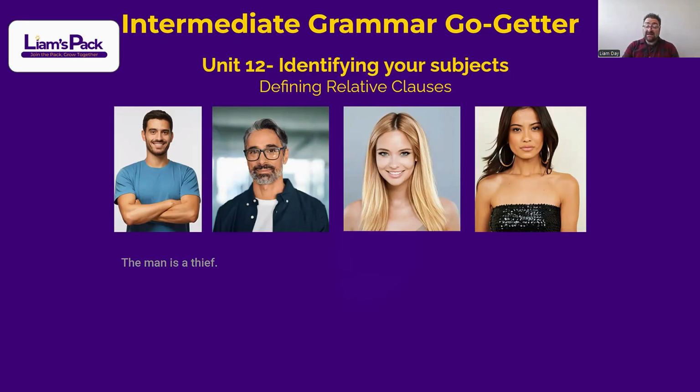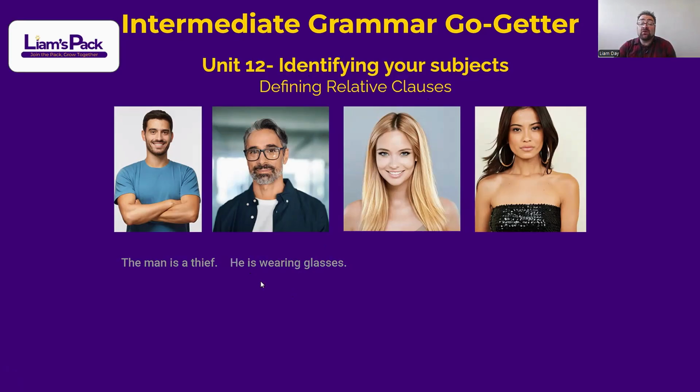So I then add a second sentence. He is wearing glasses. Now we know that it is this man that I'm talking about. However, English does not like short sentences. We like to link them together. Now, of course, simply we could just put and. The man is a thief and he's wearing glasses. Okay, that would be the simplest thing to do. But we can also put them together using a defining relative clause.